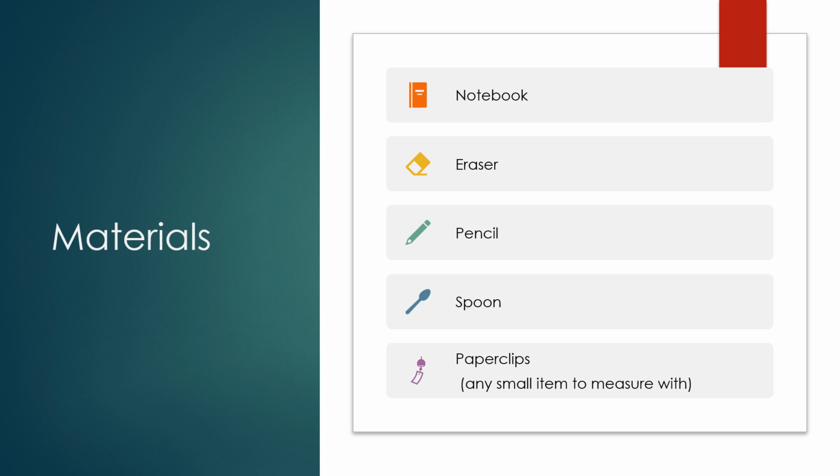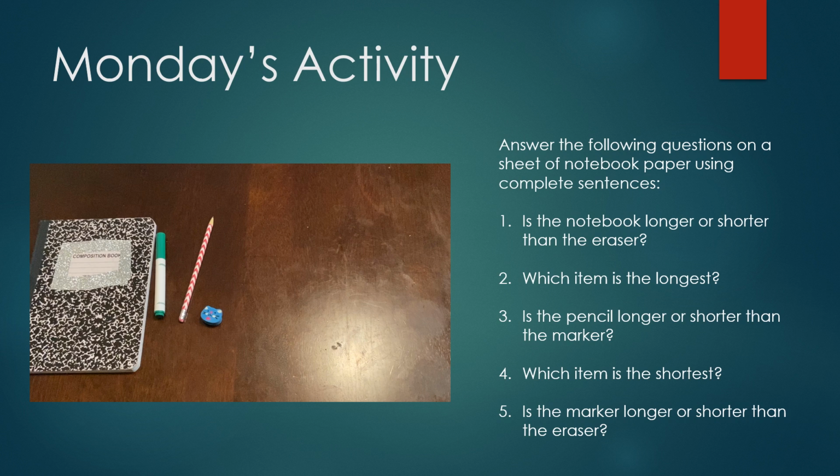The materials you'll need for both of the activities will be a notebook, eraser, pencil, spoon, and paper clips. If you do not have paper clips, you can substitute it for any small item you can use to measure with. For Monday's activity, you're going to answer these following questions in your notebook after you watch the video.